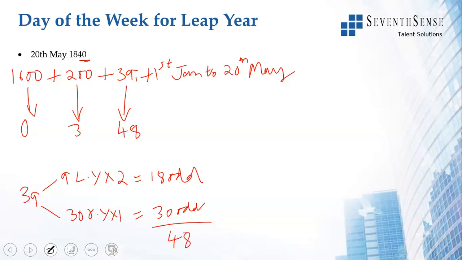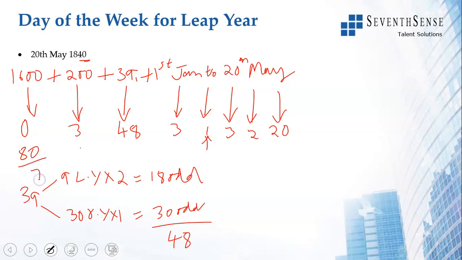And 1st Jan to 20th May. Jan has 3 odd days. Feb has 1 odd day. March has 3 odd days. April has 2 odd days. In May, we have to count 20 days. Feb I have put as 1 because it's a leap year. So adding all of this, we get 48 plus 3, 51, 51 plus 3, 54, 55, 58, 60, 80. 80 by 7 gives me a remainder of 3, 7, 11 are 77, remainder of 3. 3 is a Wednesday. So 20th May 1840 is a Wednesday.